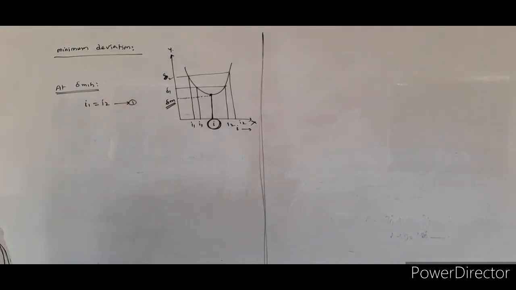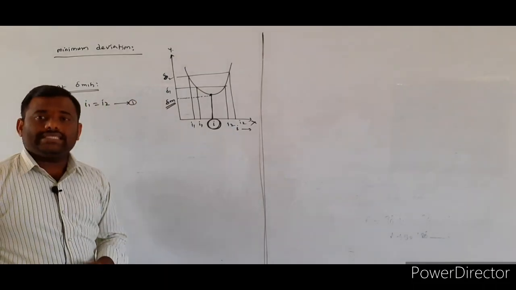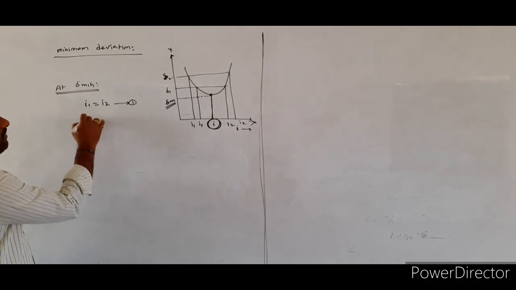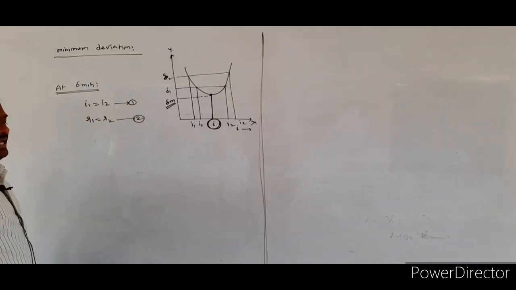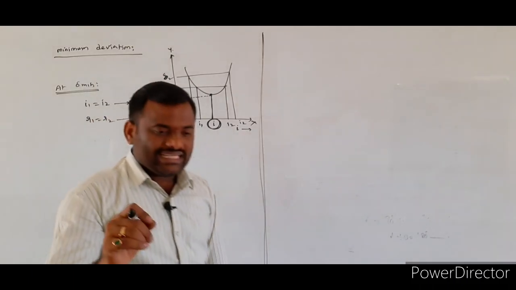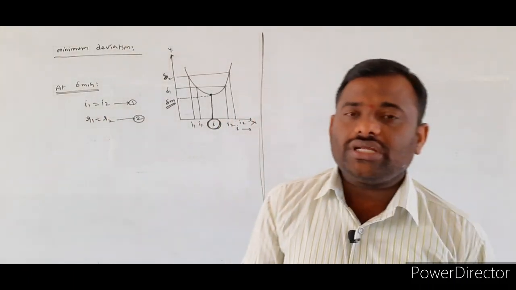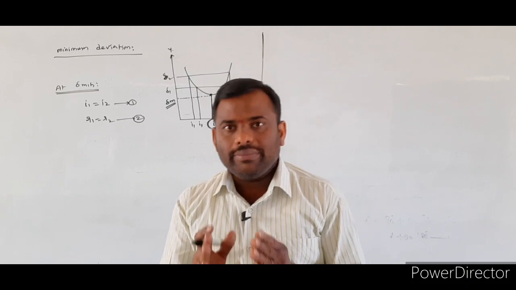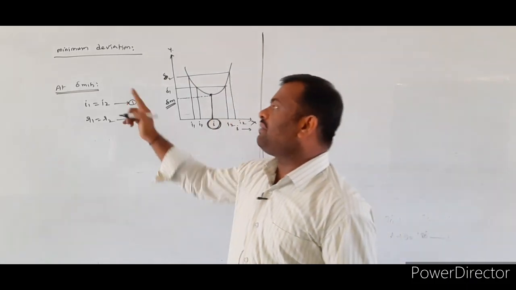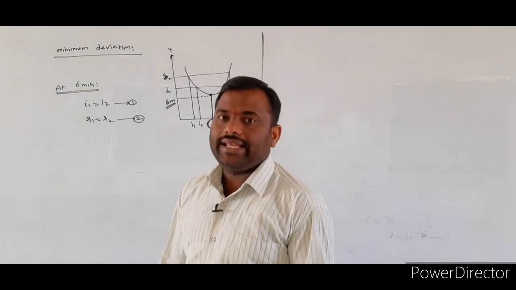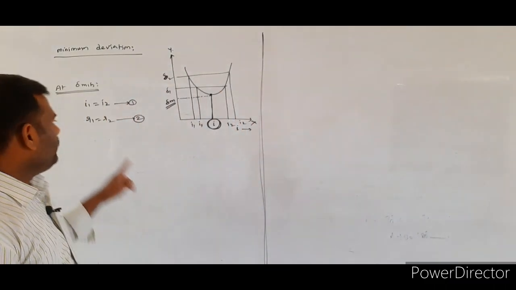I1 value is equal to I2. If I1 is equal to I2, the angle of refraction values also remain the same, so R1 is also taken as R2. So what is the condition for the minimum deviation? If the light ray suffers the minimum deviation while passing through the given prism, then at minimum deviation, I1 is equal to I2 and R1 is equal to R2.